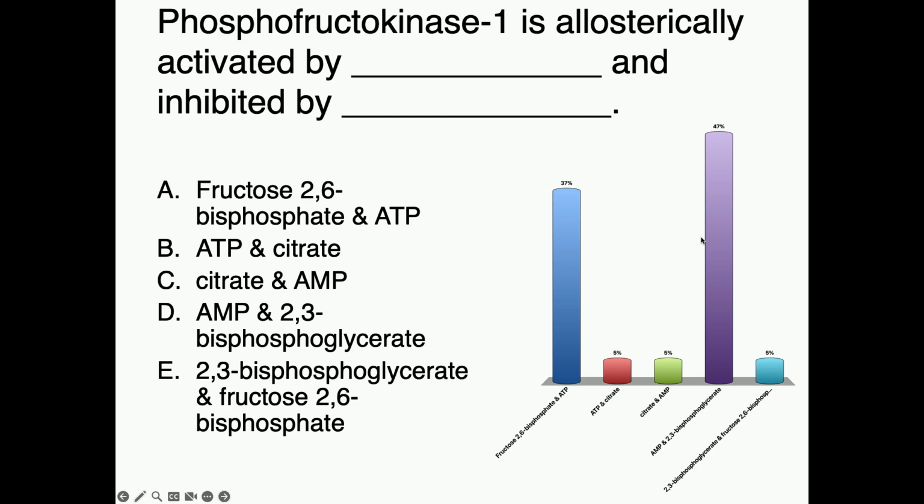Okay, so fructose 2,6-bisphosphate, that's the product of phosphofructokinase 2. That's one of the things that activates PFK1, and adenosine monophosphate is another. And then it's inhibited by both citrate and ATP. So those are indicators of abundant carbohydrate and high energy, respectively.